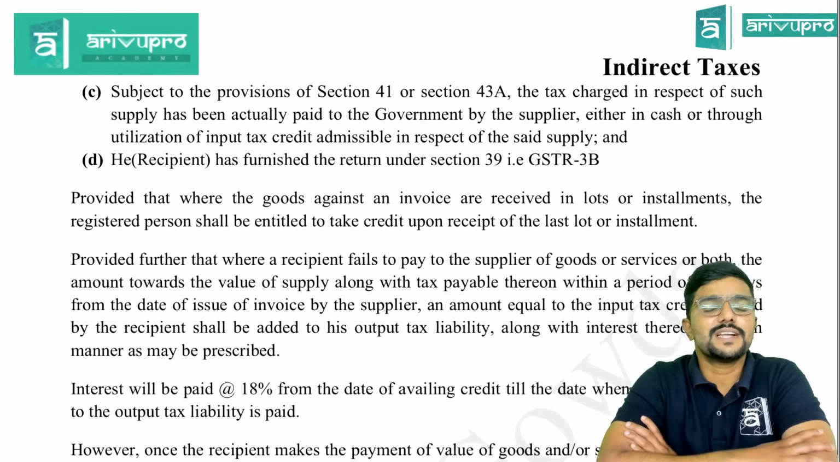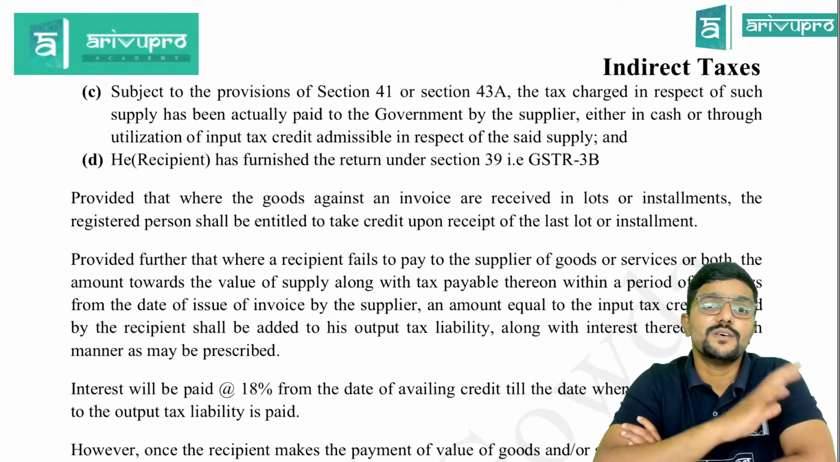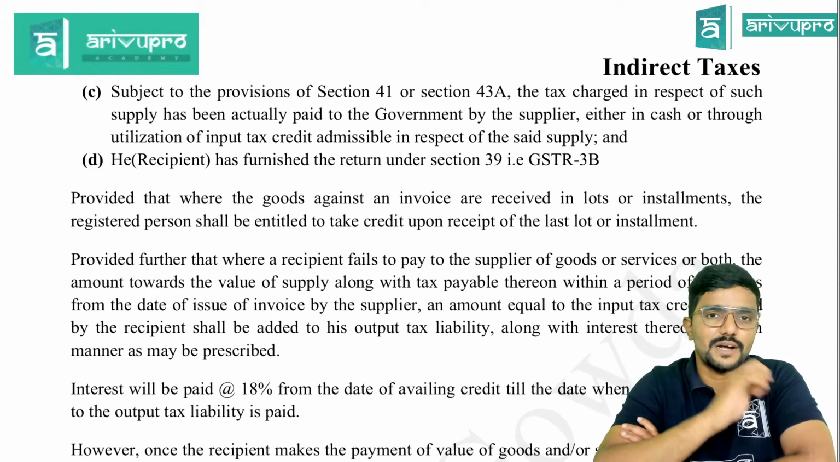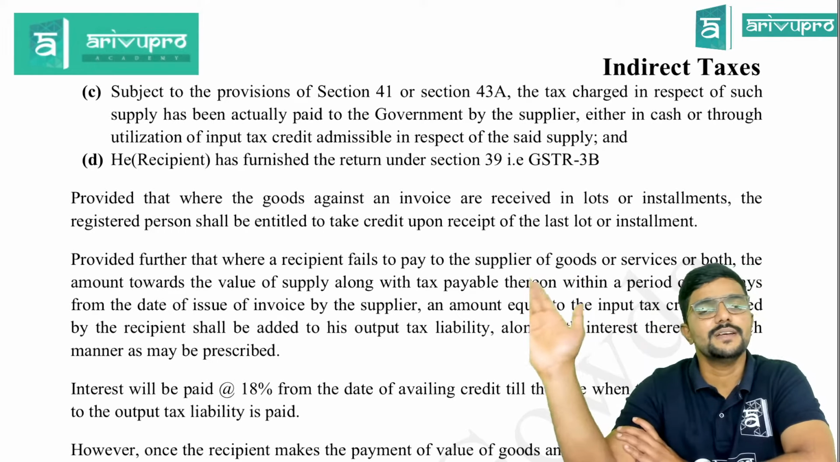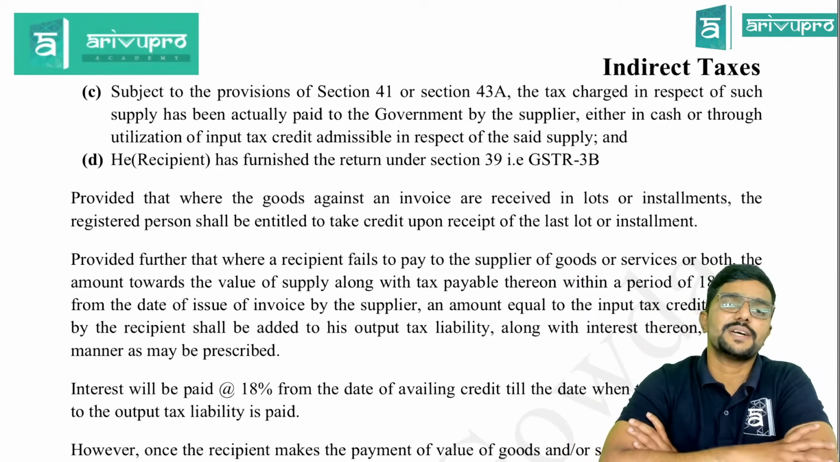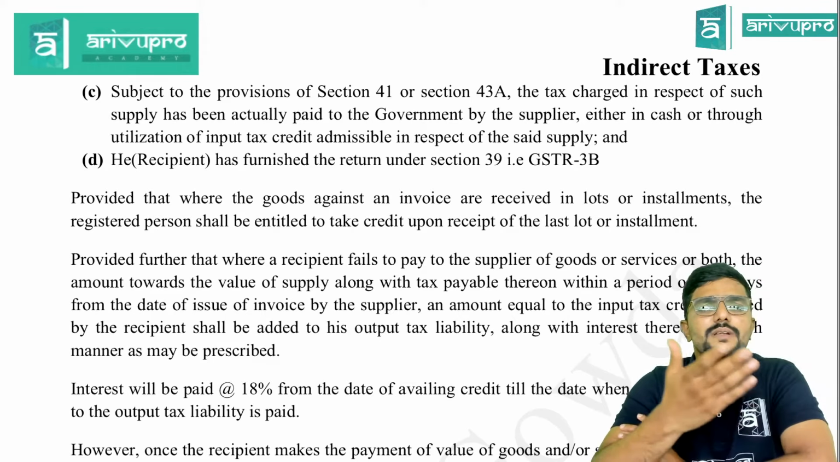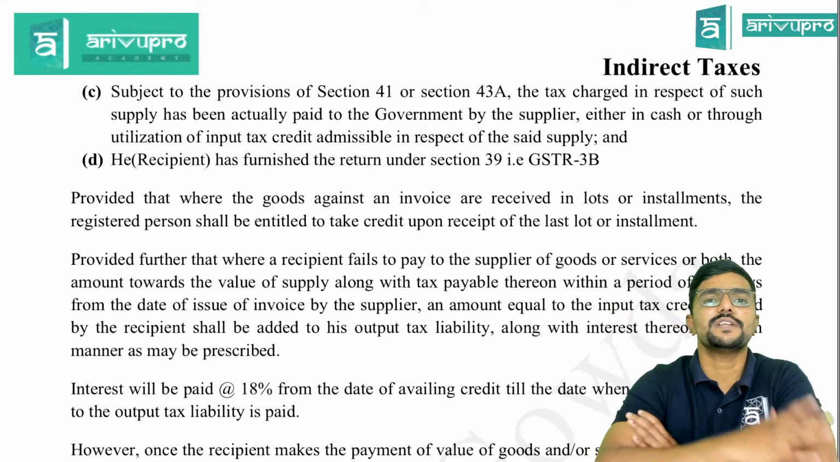So when will the recipient be eligible to claim credit? Only after November. That is after the date of deposit of tax by the supplier. Only after that date, the recipient will be eligible to claim the credit. Because government will not give the credit of something which they have not at all received.